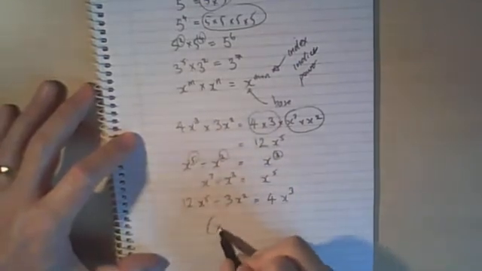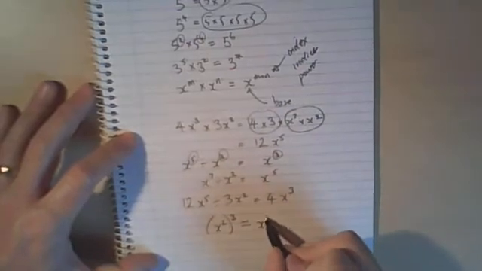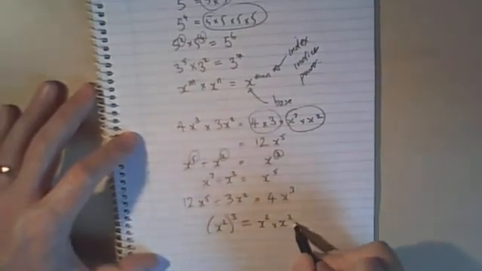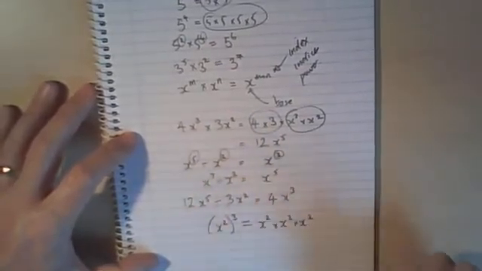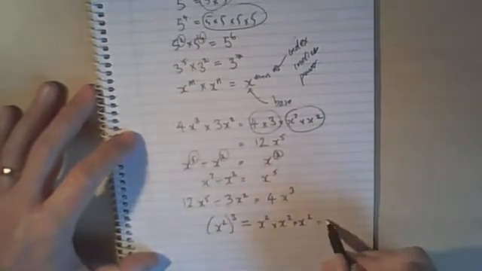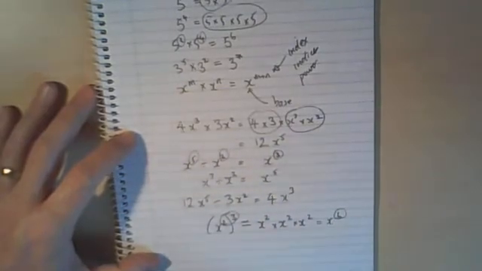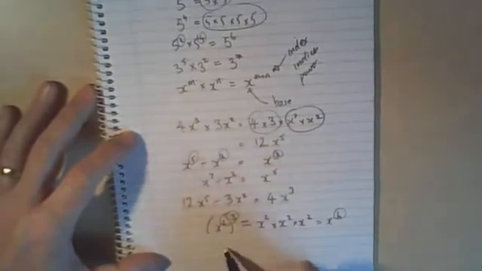The next thing is if you've got combined powers. So if you've got x squared cubed, we know that means the same as x squared times x squared times x squared. It means the same thing. Here, we add the powers to get x to the power of 6. So how do we get from here to here? The quick way is to multiply.